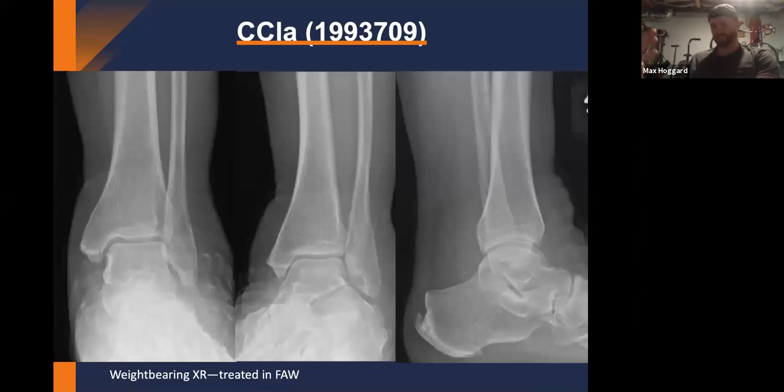So they've got physiologic loading of their ankle and the syndesmosis itself with weight bearing. And I wouldn't say they've widened very much at all. So this is one that doesn't necessarily need a surgery because the ankle is stable. So we're not worried about altered tibiotalar mechanics or joint loading. So this one was treated with a fixed ankle walker, and they were allowed to weight bear in it.